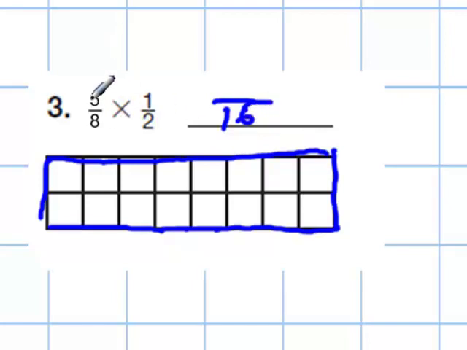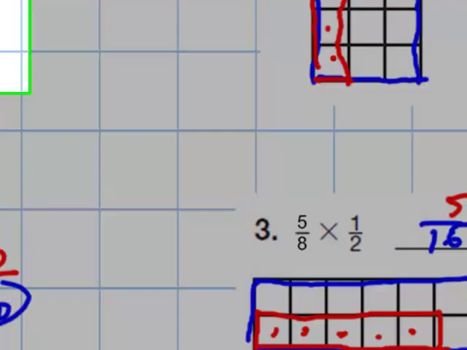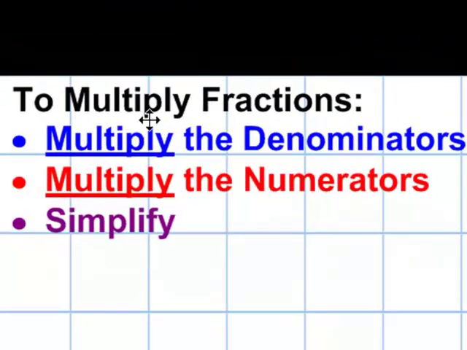Let's check our numerators. 5 times 1, so we'll go over 1, 2, 3, 4, 5 times 1. Complete the figure. 1, 2, 3, 4, 5. 5/16. And the only number that goes into both 5 and 16 is 1, so 5/16 is simplified already. So again, to multiply fractions, multiply the denominators, multiply the numerators, then simplify.